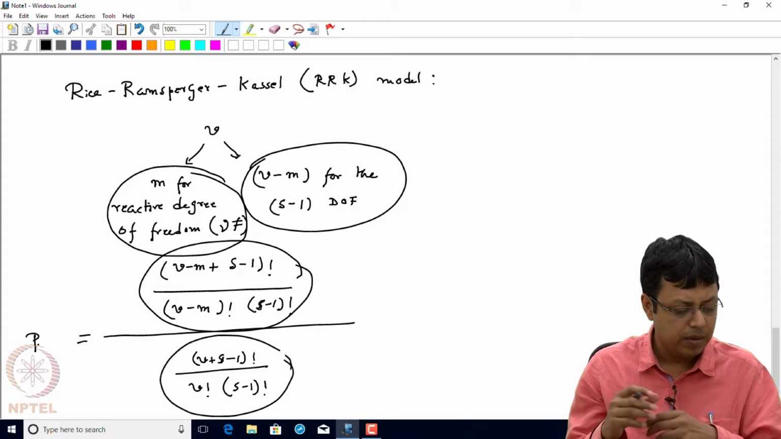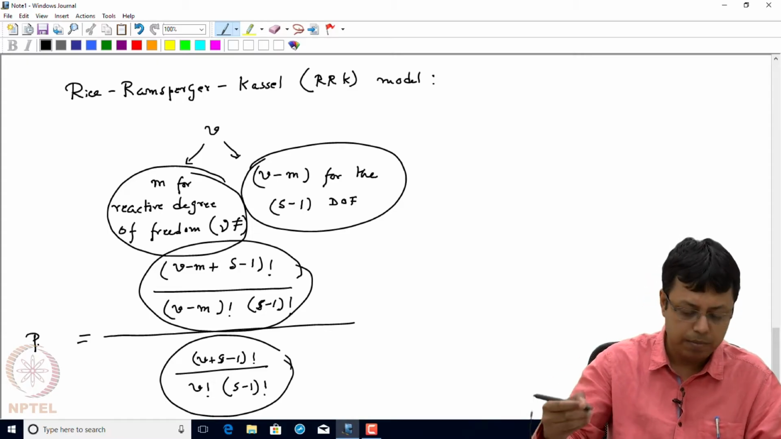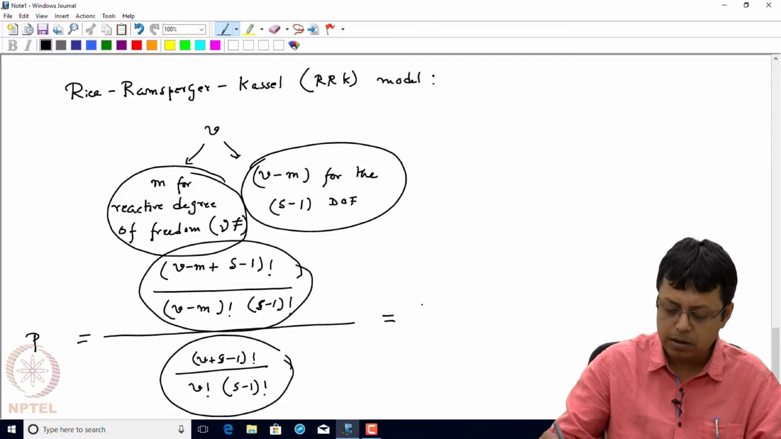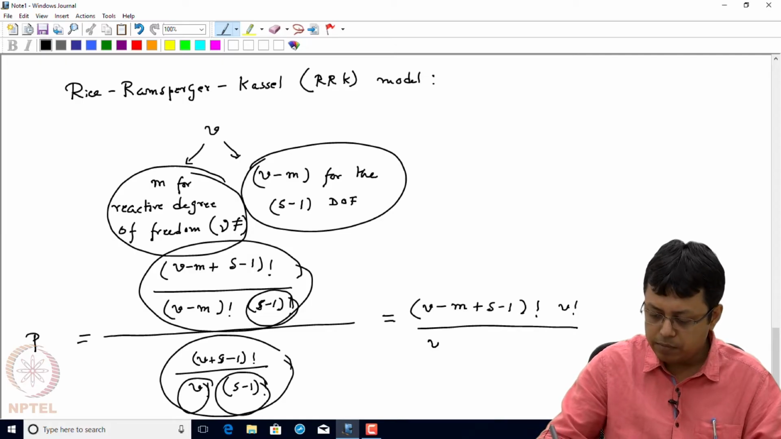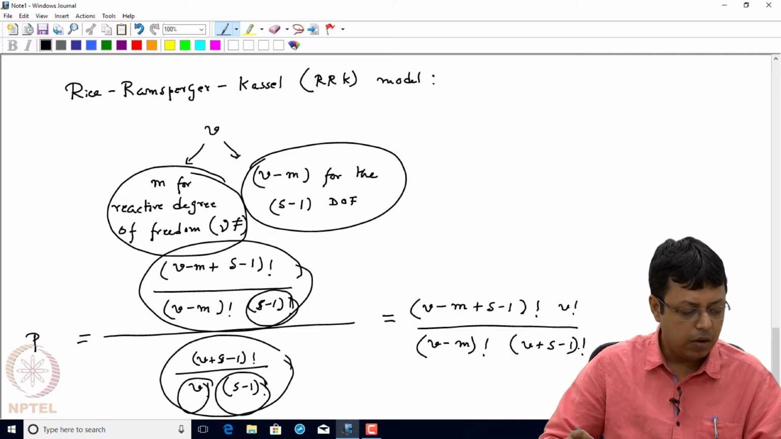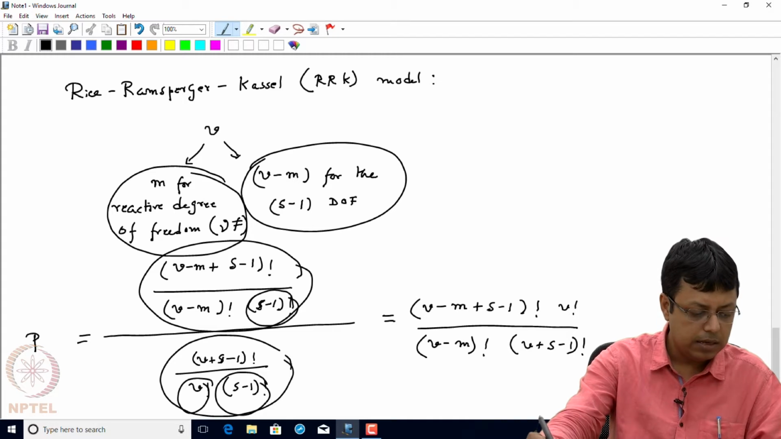And if you keep on working on this, you can make a further approximation. This s minus 1 factorial term will get cancelled, and eventually you will have v minus m plus s minus 1 factorial into v factorial. So this v factorial is coming in the numerator, and then you have v minus m factorial into v plus s minus 1 factorial.